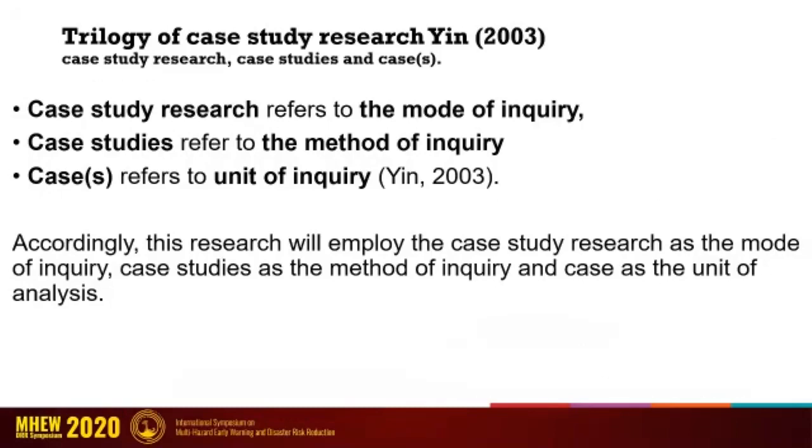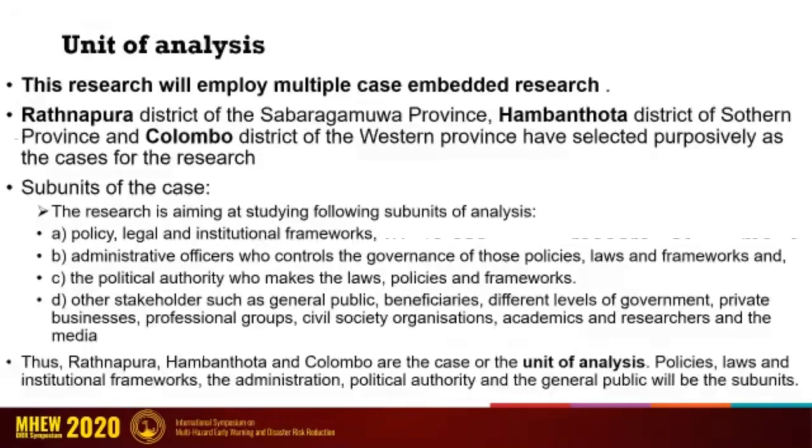Yin introduces a trilogy of case study research, which means case study research refers to the mode of inquiry, case studies refers to the method of inquiry, and case or the cases refers to the unit of inquiry. Unit of analysis. This research will employ multiple case embedded research. I have selected Ratnapura, Hambantota, and Colombo districts as cases.